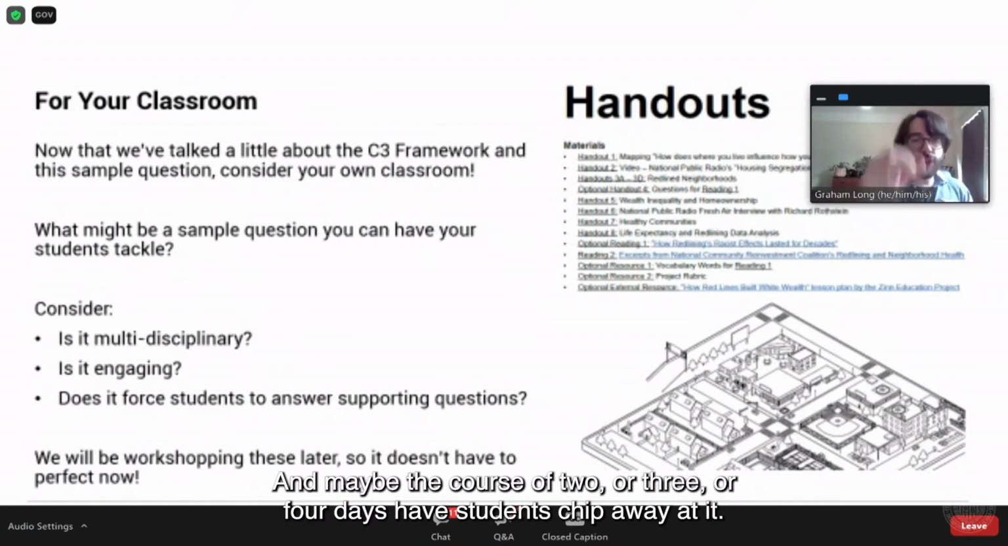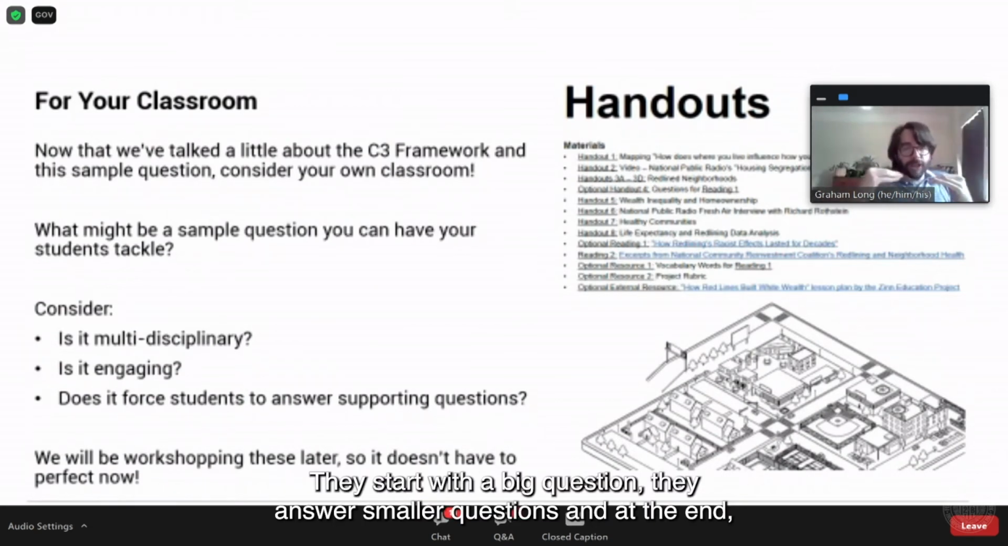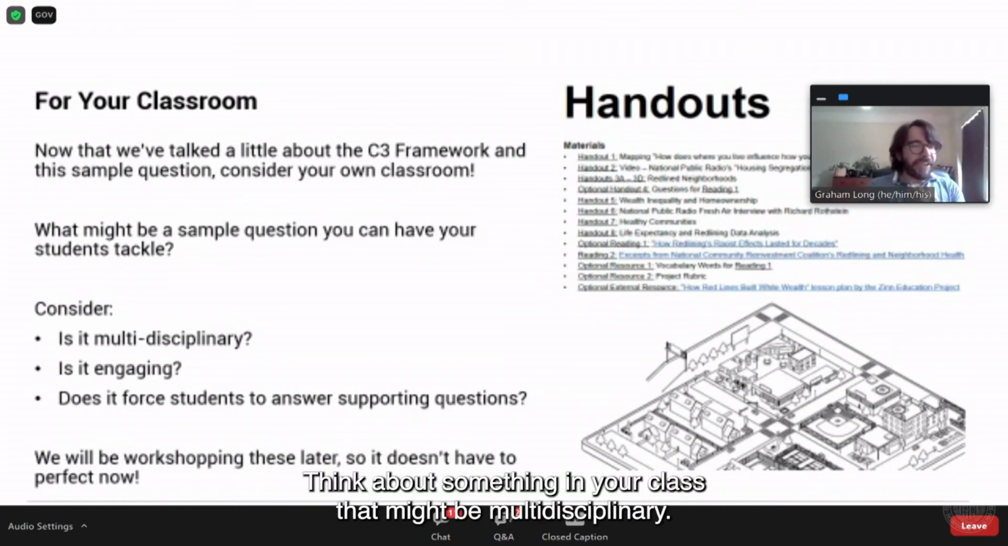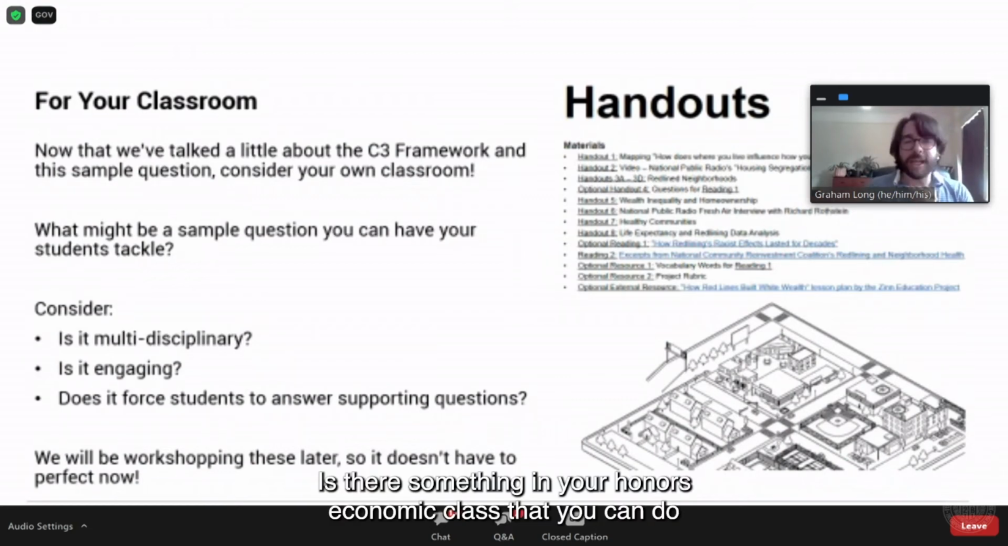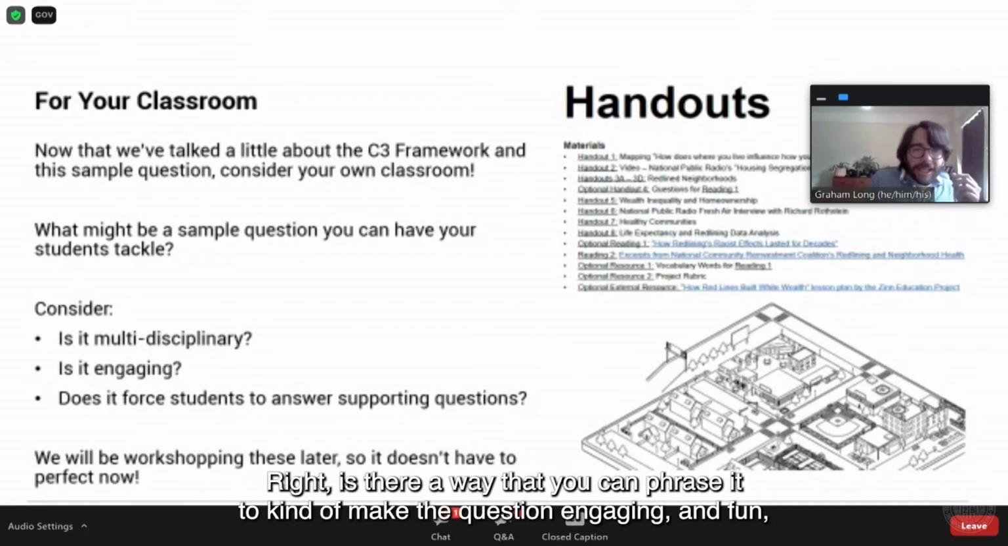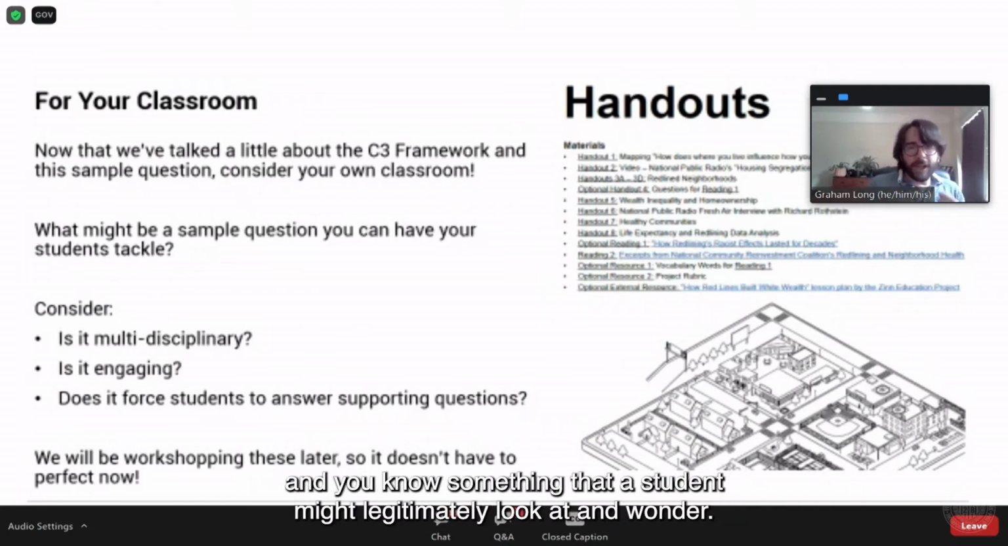And over the course of 2 or 3 or 4 days, have students chip away at it. They start with a big question. They answer smaller questions. At the end, they can answer this big, compelling question. Think about something in your class that might be multidisciplinary. Is there something in your honors economics class that you can do that incorporates a little geography, that incorporates a little government? Is it engaging, right? Is there a way that you can phrase it to kind of make the question engaging and fun and something that a student might legitimately look at and wonder?